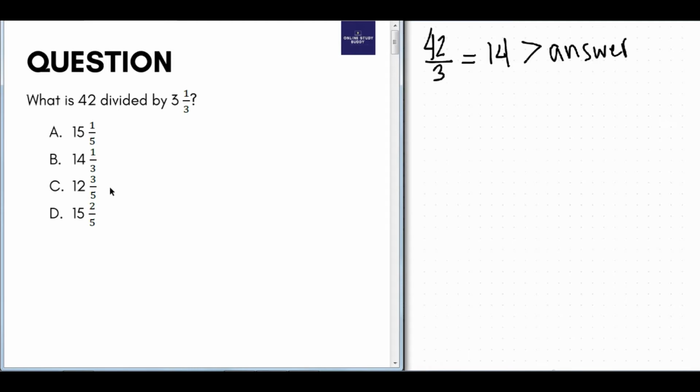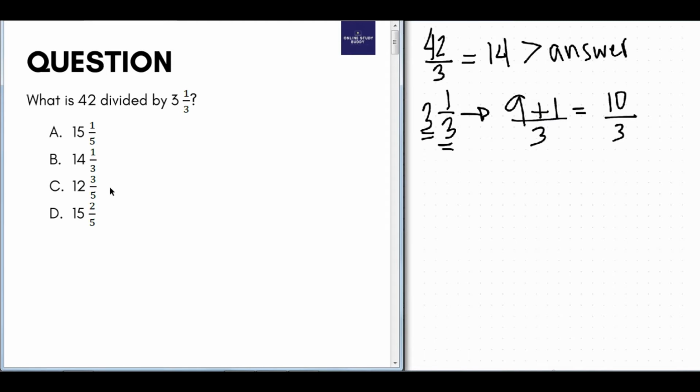Pero, let's check it. So, to be able to divide 42 by 3 and 1/3, convert muna natin yung 3 and 1/3 to an improper fraction. So, para ma-convert yung 3 and 1/3 sa improper fraction, kailangan lang natin i-multiply yung whole number at yung denominator. So, we have 3 times 3 equals 9. Then, i-add natin yung numerator. So, 9 plus 1 equals 10 over 3. So, yun na yung improper fraction natin.